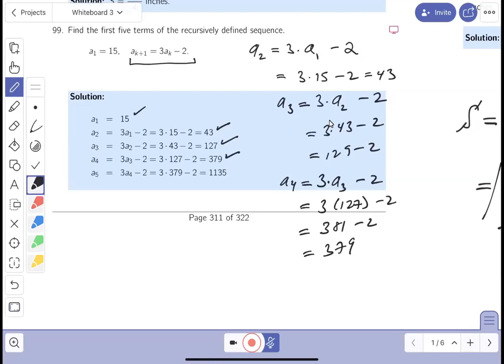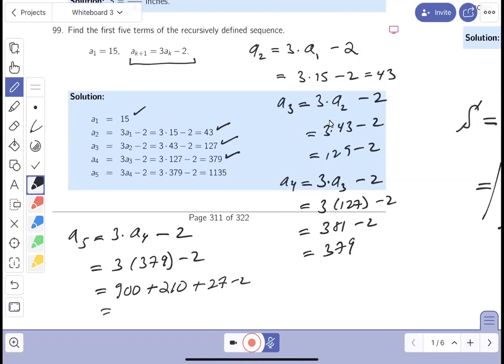All right, let's do the next one, A5. Again, the arithmetic gets a little nasty, I know that. It's 3 times A4 minus 2. What's A4? It's 379. A little more complicated. Let's see, 3 times 300 is 900. 3 times 70 is 210. And 3 times 9 is 27.